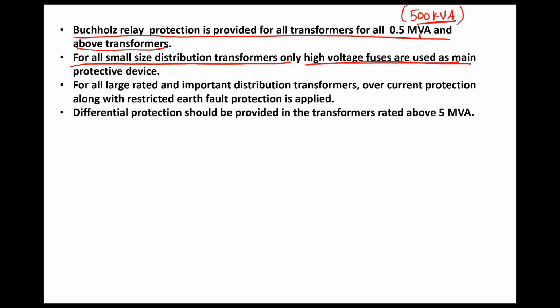For small size distribution transformers, only high voltage fuses are used as the main protective device, so the fuse provides both overcurrent and short circuit protection. Understand? For all large rated and important distribution transformers, overcurrent protection along with restricted earth fault protection is applied. Differential current protection scheme is used for transformers above 5 MVA rating. These are some salient points I have discussed. So gentlemen, with this, the transformer protection is over.